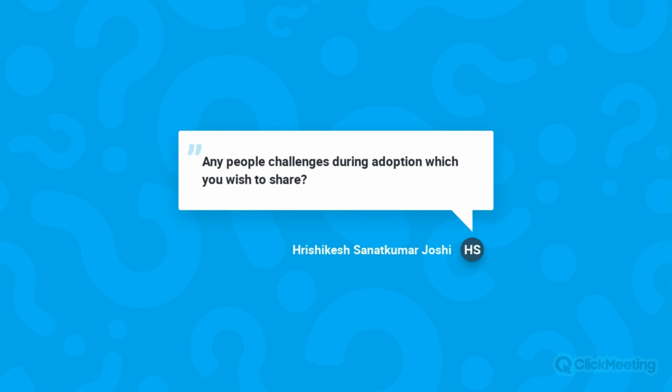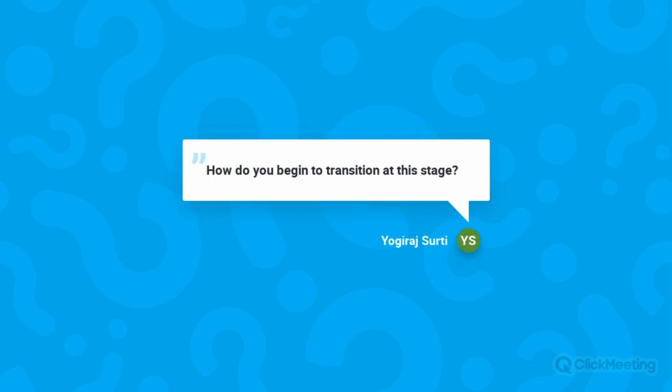How do you begin to transition at this stage? I think you need to evaluate where you are at the moment and understand what you're looking to get out of this. What are the main issues you're facing before bringing in this digital planning solution, and then going forward, feeding it in step by step.